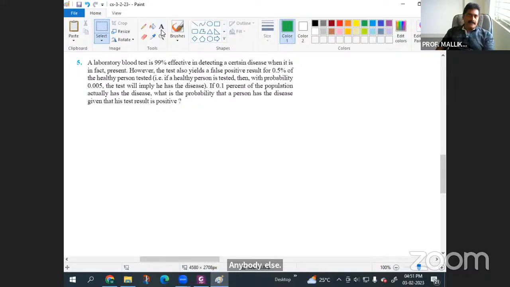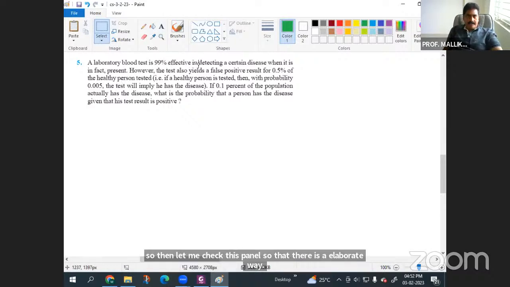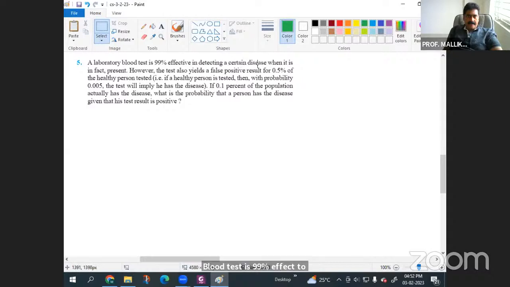Right. So then let me check this one. A laboratory blood test is 99% effective in detecting a certain disease when it is in fact present. However, the test also yields false positive results for 0.5% of the healthy people tested. If a healthy person is tested, then the probability that the test will imply he has the disease is 0.005.